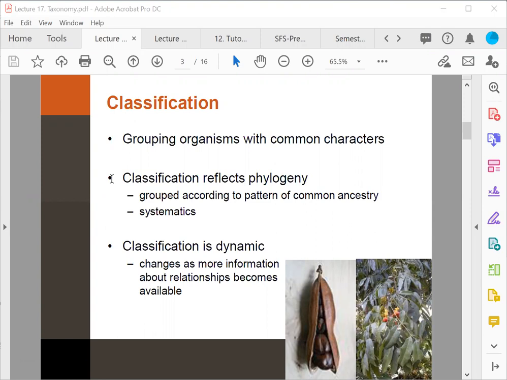So classification is studied by biologists called evolutionary biologists, and they basically aim to group organisms according to a pattern of common ancestry. And this is termed phylogeny. These biologists work in the field called systematics. So they actually discover trees of life. Just like your family tree, that's what they basically construct, but they call them trees of life. And classification is very dynamic, it's changing constantly.